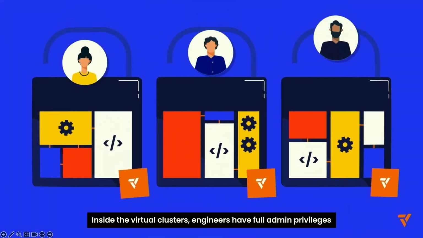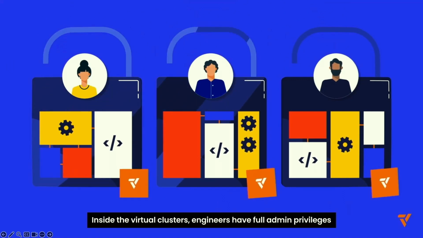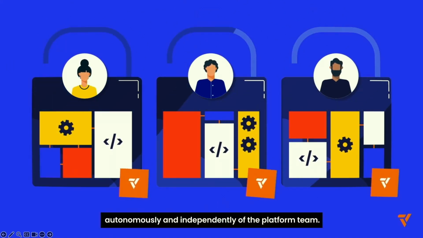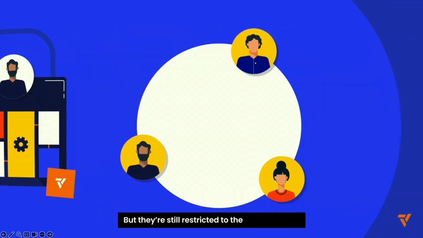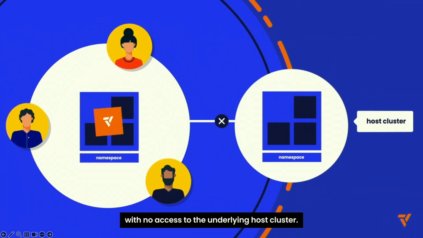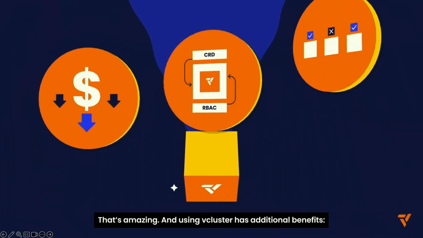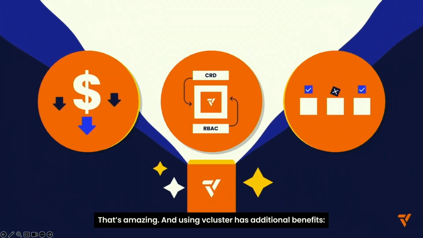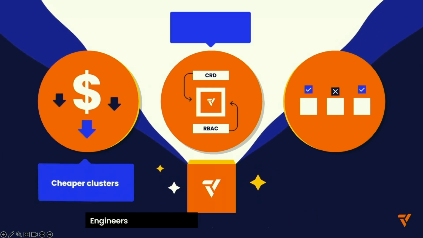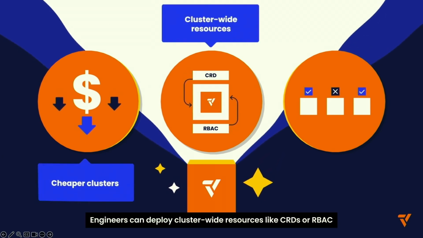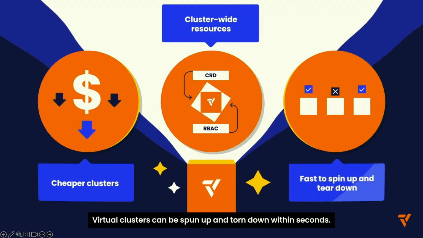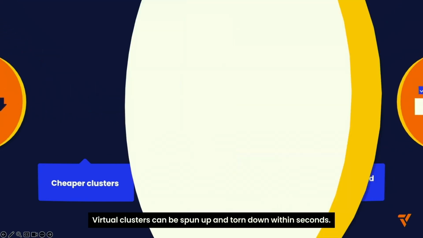Inside the virtual clusters, engineers have full admin privileges and can do anything, autonomously and independently of the platform team. But they're still restricted to the virtual cluster, with no access to the underlying host cluster. That's amazing. And using vCluster has additional benefits. Virtual clusters are much cheaper than the real clusters. Engineers can deploy cluster-wide resources like CRDs or RBAC. Virtual clusters can be spun up and torn down within seconds.